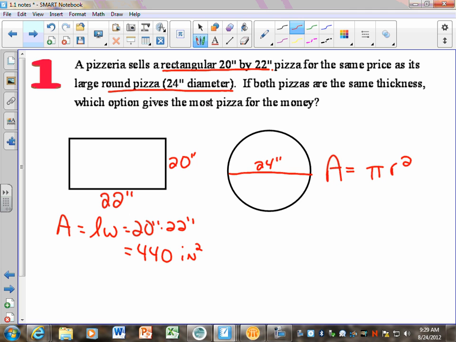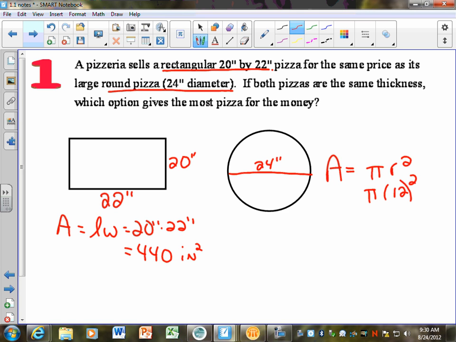So, do I plug 24 in here for r? Right, that's the diameter, this is the radius. So I'm going to plug 12 in there, and that's 144 pi. You can do that on your calculator. I got 452.16, if I'm rounding, square inches of pizza. Is that right?